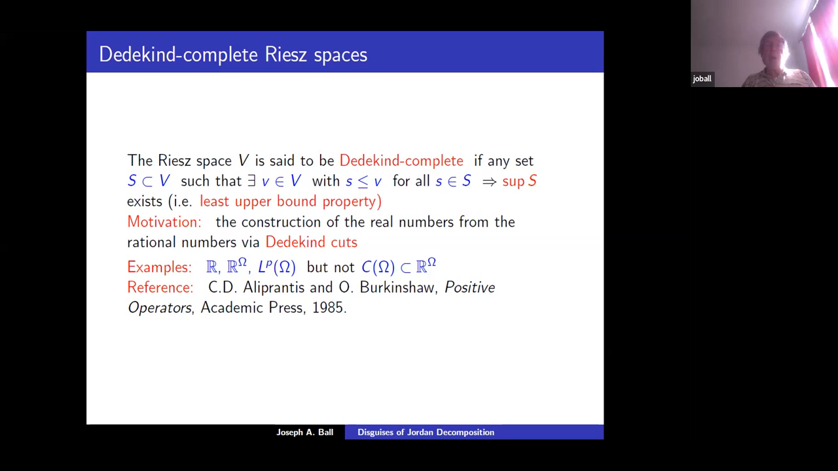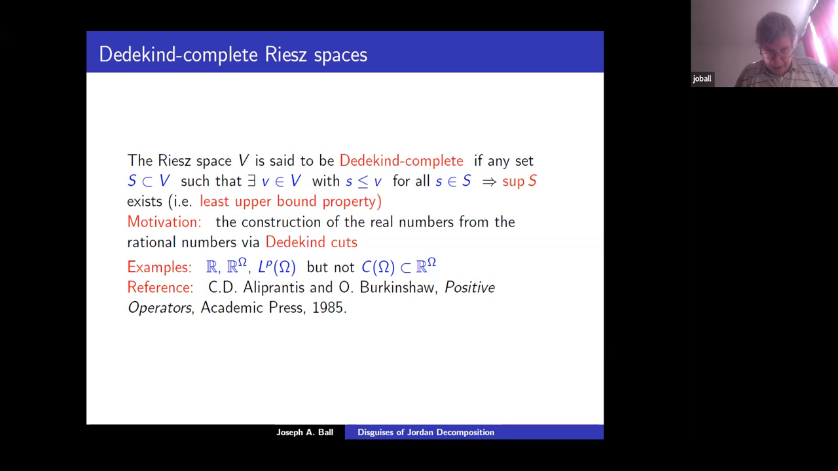The terminology Dedekind comes from one construction of the real numbers. From the rational numbers, you look at what are called Dedekind cuts, and a real number is defined as the least upper bound of the left Dedekind cut, or the greatest lower bound. That's how you define a real number: the least upper bound of a certain set, or the greatest lower bound of a certain other set.